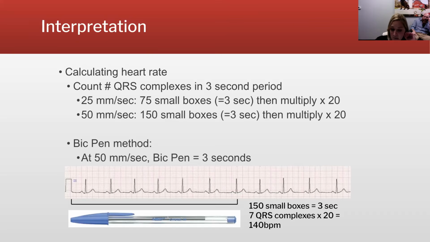Easiest thing is to listen to the animal and get the heart rate that way too. Make sure it matches with the ECG.